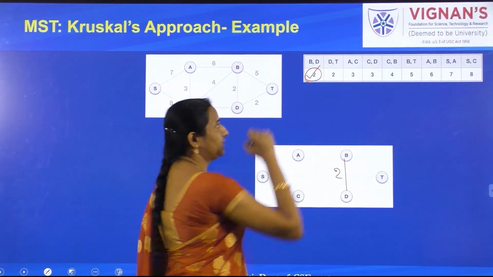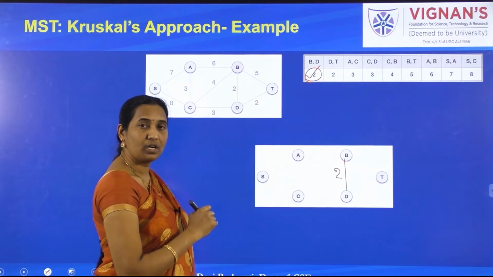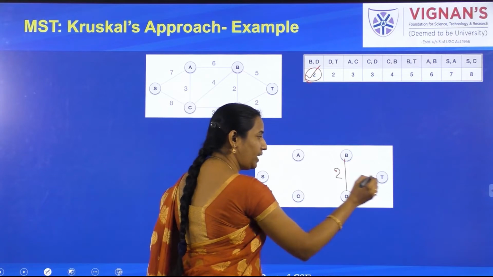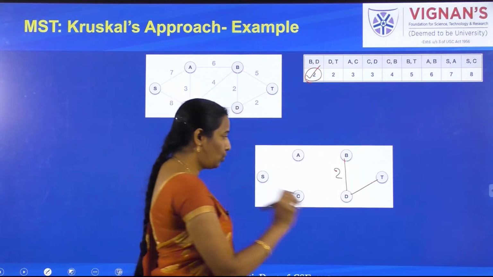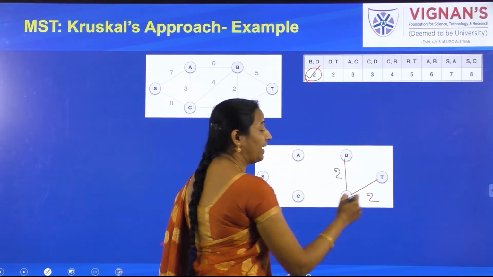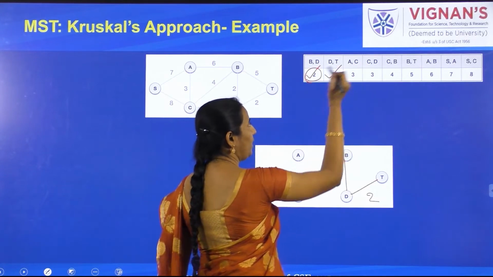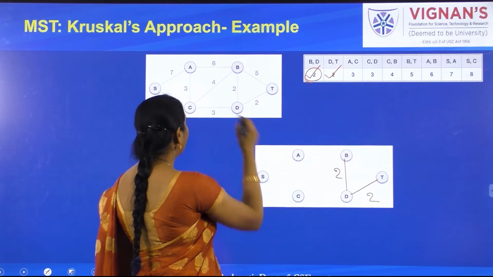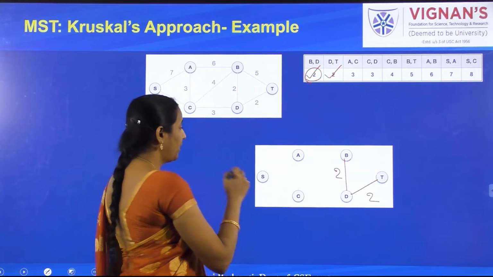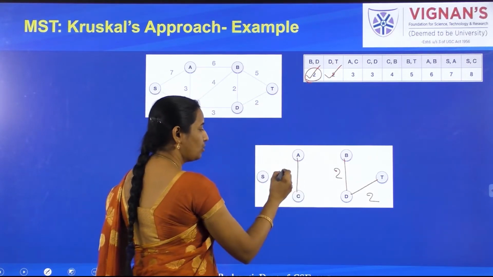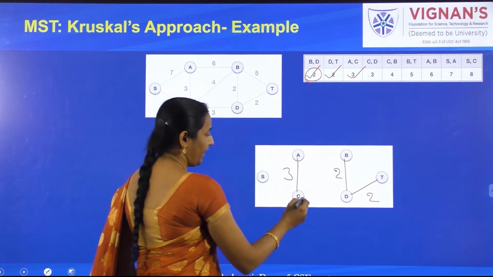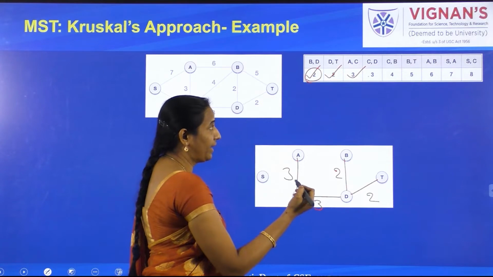Now consider the next edge. The next edge with the least cost is DT, and if I add this DT to the solution, is it forming any cycle in the graph? No, right? So I can very well add this edge also. This is also added. Now the next least cost edge is AC. See how simple the problem is. If I add this edge also, there is no problem, so add that edge also. Now the next one is CD. If I add CD also, there is no problem, so I am adding that also.